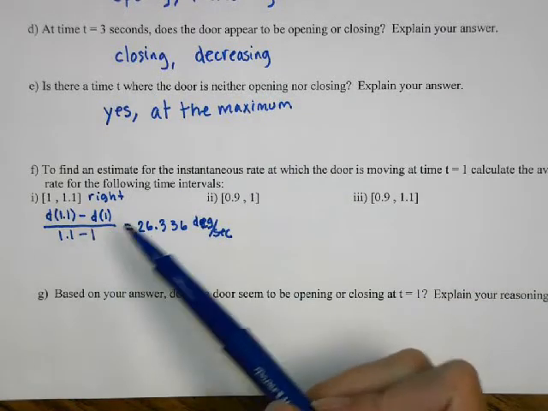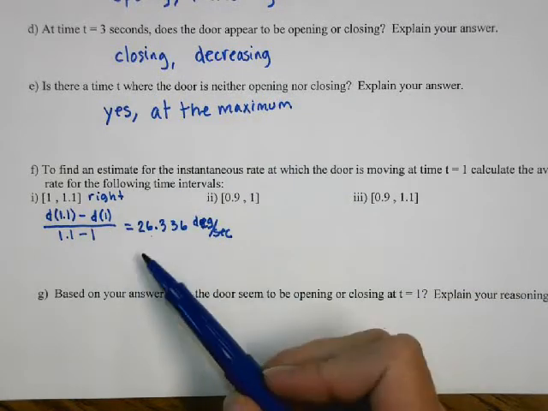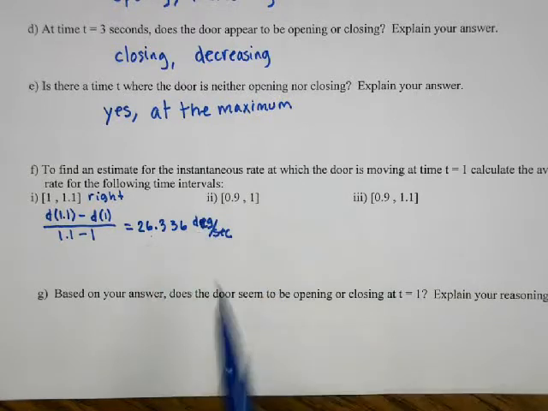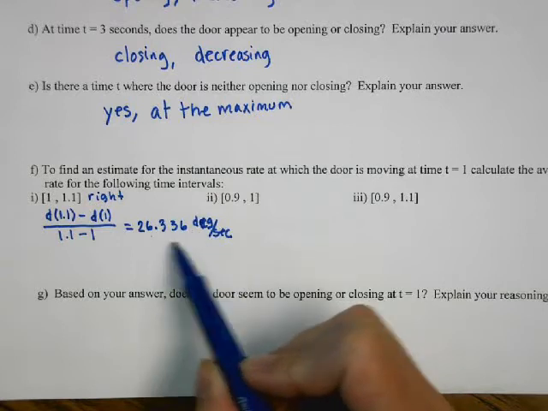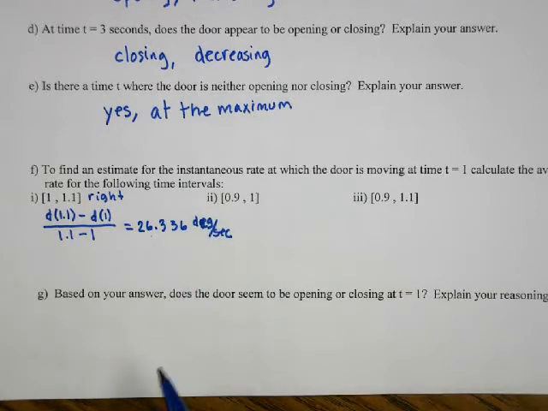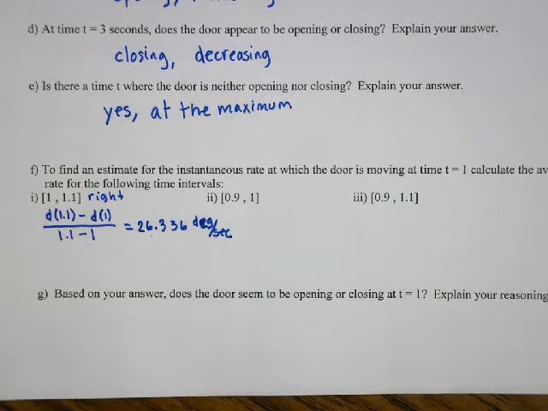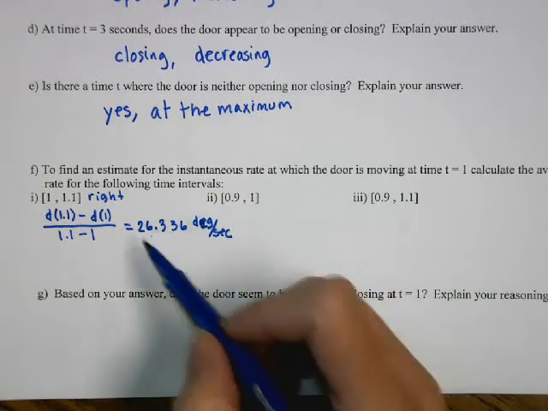So at that instantaneous point, it's opening at about 26 degrees per second. First thing, in calculus, in AP, the standard is 3 decimal places for everything. No significant figures, nothing like that. 3 decimal places, and you can either round it or truncate it.